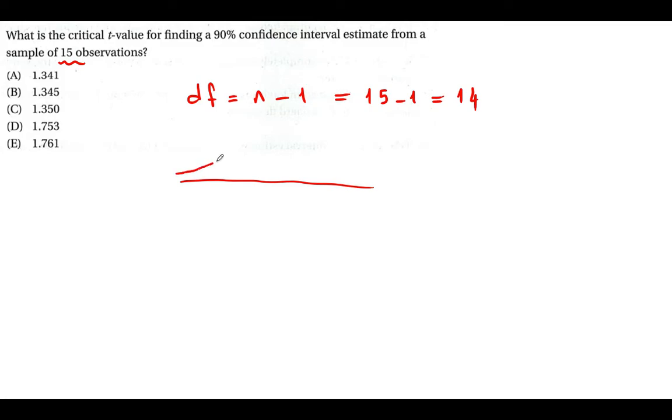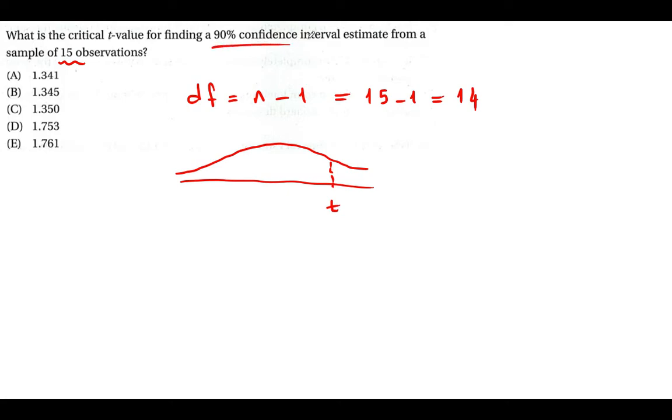Okay, if we look at the second question, what is a critical t-value for finding the 90% confidence interval for a sample of 15 observations? For the t-value, first of all, we need the degrees of freedom. Degrees of freedom is n minus 1, which means we have 15 observations, so 15 minus 1, so we will have degrees of freedom 14. So if I draw my critical t-value here, okay, this is my critical t-value.